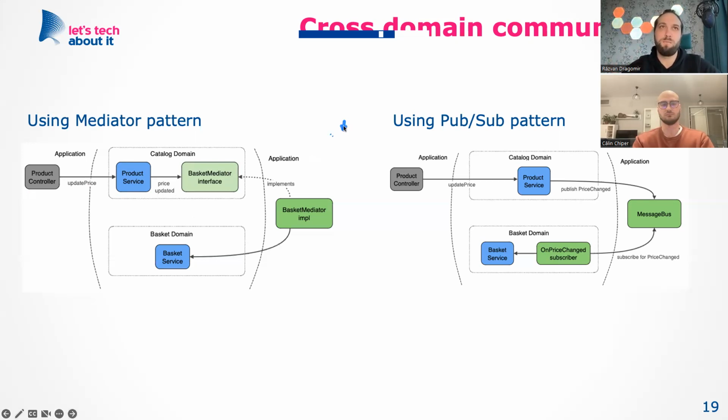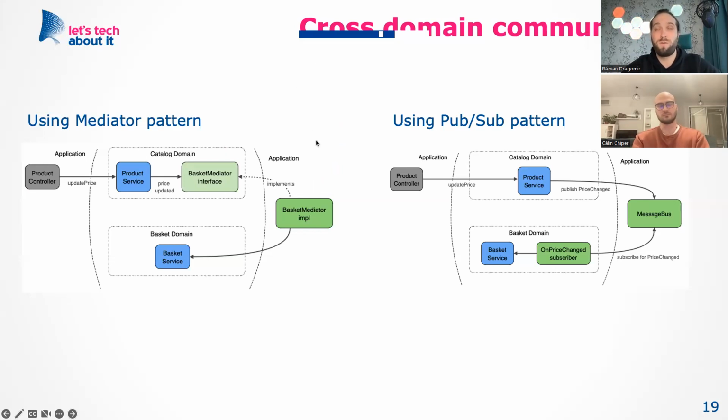The simplest one might be to have something like a mediator implementation. So using the mediator pattern, you're going to have an interface which sits inside the catalog domain, and then outside of it, you implement it in the application layer. And whenever the price has been updated, you're going to call the basket domain in order to update the price inside the basket, right?